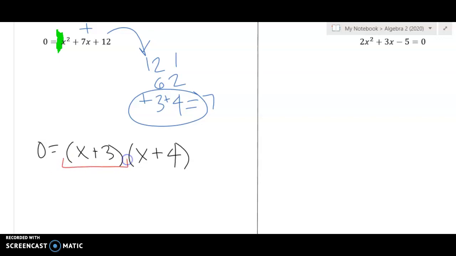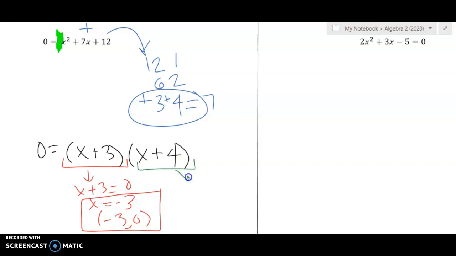So I go ahead and I take each piece that has x in it, set it equal to 0, do a little bit of solving, and I get x is equal to negative 3, so negative 3 comma 0. And then same thing for this other piece, set that equal to 0, x plus 4 is equal to 0. I subtract 4 to the other side, and I get negative 4 comma 0. And that would be my other solution. I have two answers.